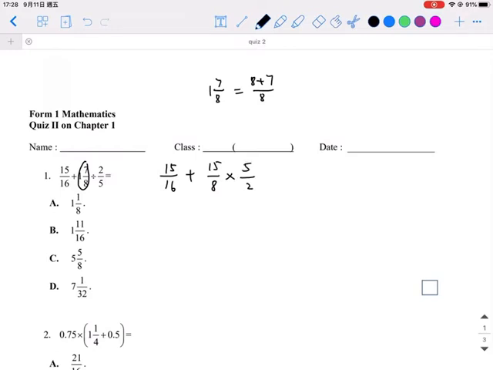Secondly, I just do this multiplication because we don't have any cancellation. So that will be 15 over 16 times 5 over 2, which is 75 over 16. So the solution will become 90 over 16. After the cancellation, that means 45 over 8. Therefore the answer will be 5 and 5 over 8. So the answer is C.